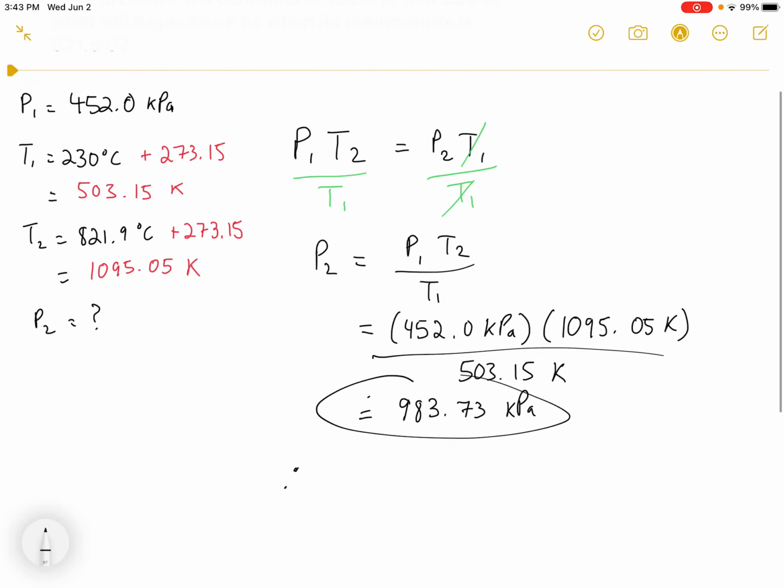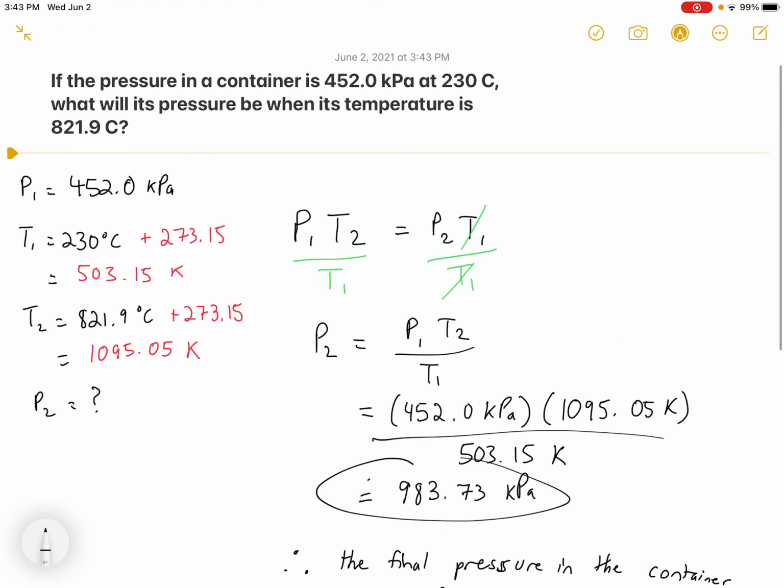And then we can just say therefore the final pressure in the container is 983.73 kilopascals.